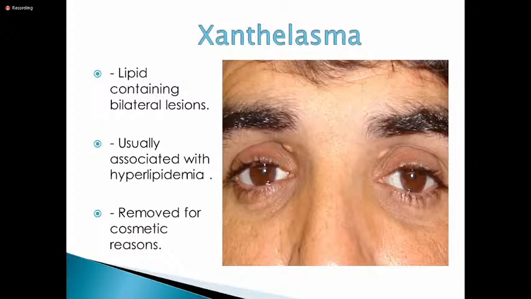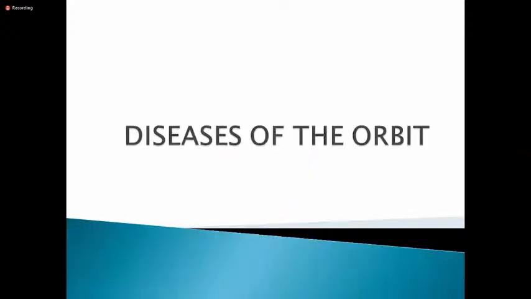Xanthelasma, just briefly, is a deposit. This happens on the lid, especially on the supramedial side. You can see the two lesions of this patient. This is usually a cholesterol metabolism defect. So these patients have to be tested for cholesterol, and if it's elevated, they are treated. Removal is only for cosmetic reasons because they don't have any problem. You can see this one, as you all know, going over the upper lid across into the lower lid. That is a xanthelasma.